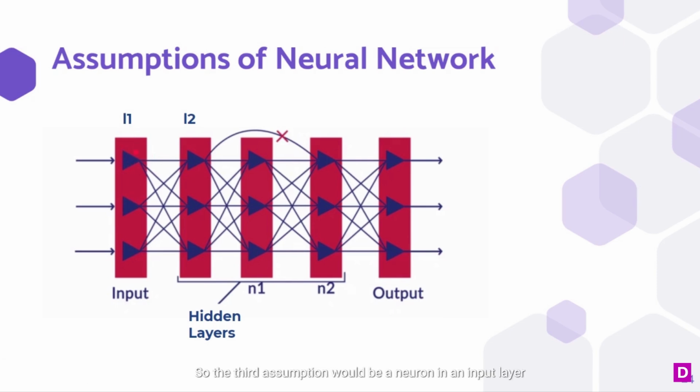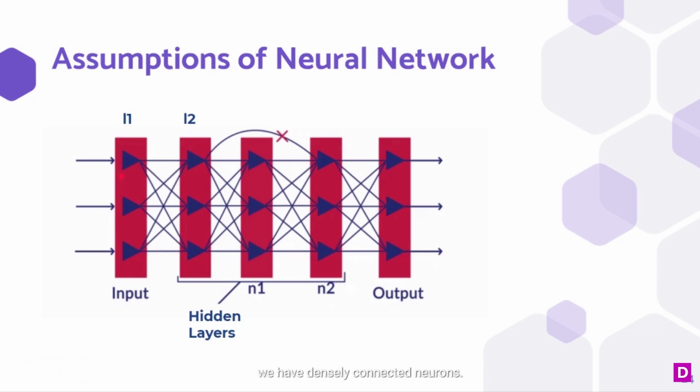So the third assumption would be that a neuron in the input layer, or a neuron in one layer, is densely connected with neurons in the next, or subsequent, layer. In other words, every neuron in layer 1, L1, will be densely connected with every neuron in layer 2. You can clearly see that this very first neuron is connected with every neuron in the subsequent layer L2. So it holds good throughout the network structure.